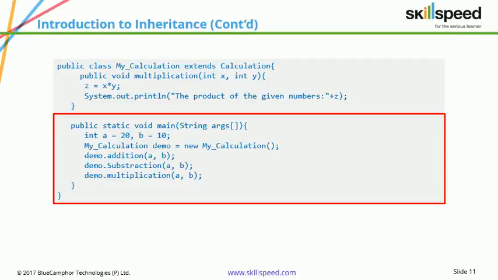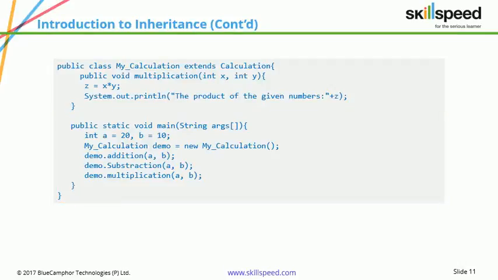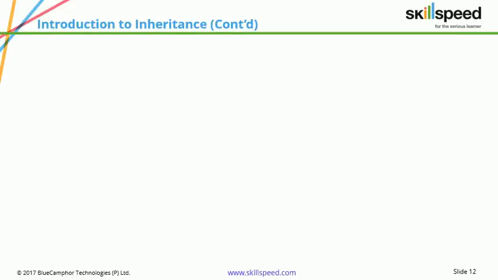I am calling the addition, subtraction and multiplication methods for the demo object belonging to the MyCalculation class. So I am able to call the methods of the Calculation class because the MyCalculation class is inherited from the Calculation class. Let us look at how the entire process will go on when you inherit the MyCalculation class from the Calculation class.